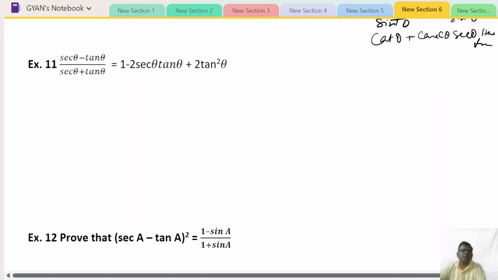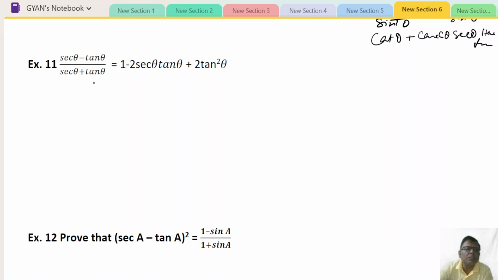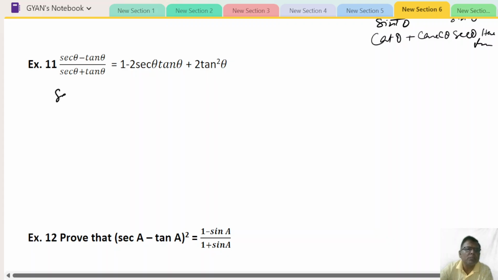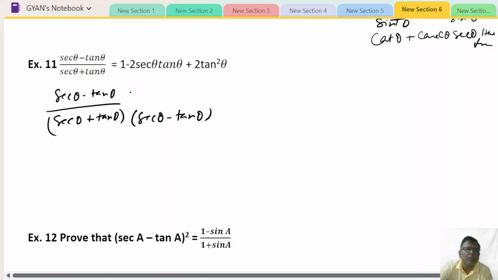So the next question is sec square theta, tan square theta. So you remove this one, then what you do? You multiply it by sec theta minus tan theta. So you multiply sec theta minus tan theta, and here also sec theta minus tan theta. LHS.